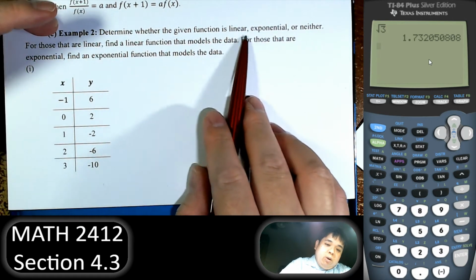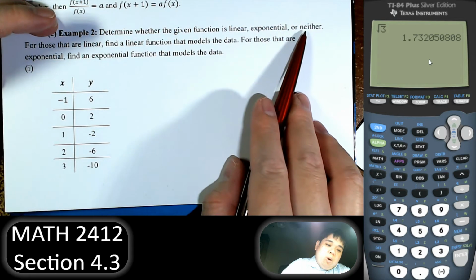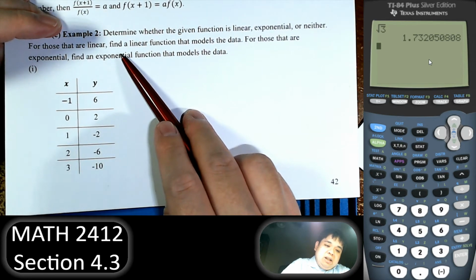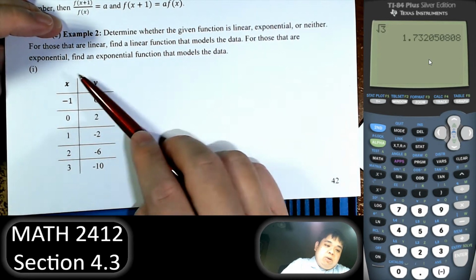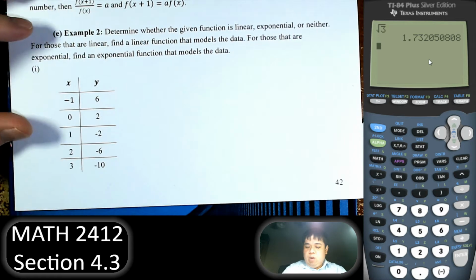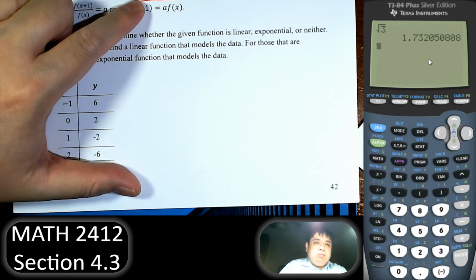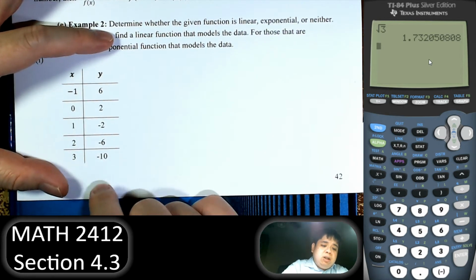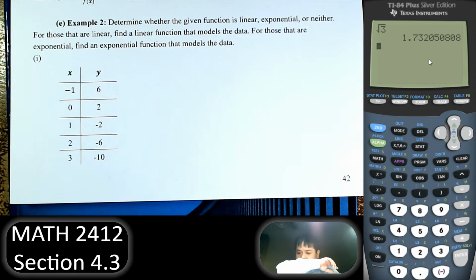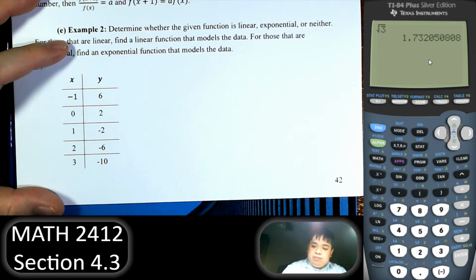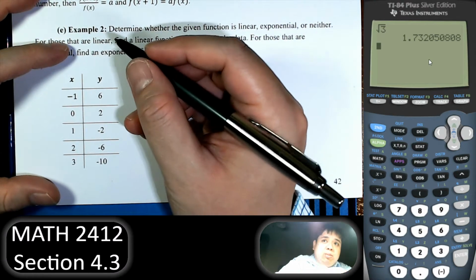Determine whether the following function is linear, exponential, or neither. And for those that are linear, find the linear function. And for those that are exponential, find the exponential function. So what we have in this case, if we try to plot them, we can see if it is a linear function or an exponential function, but we use the theorem. Now, what we do is simple.